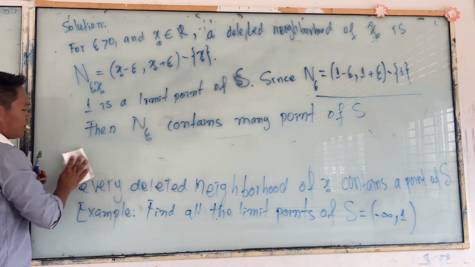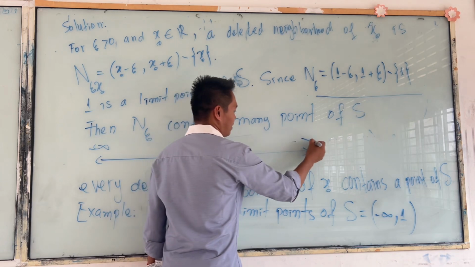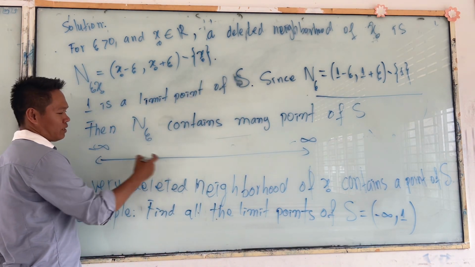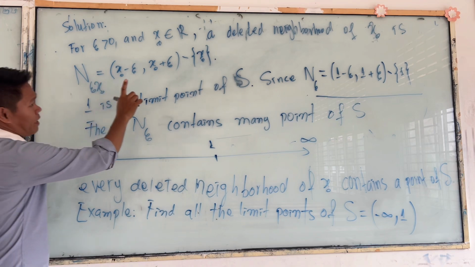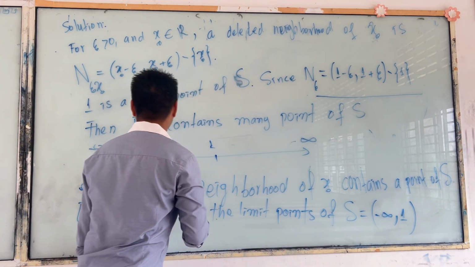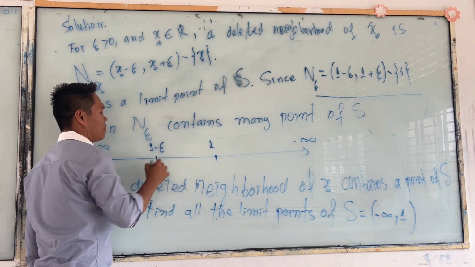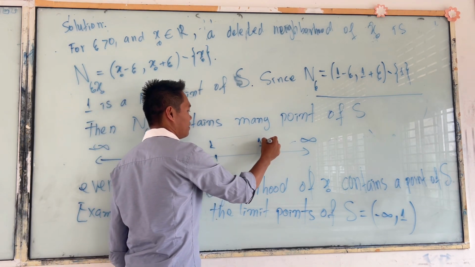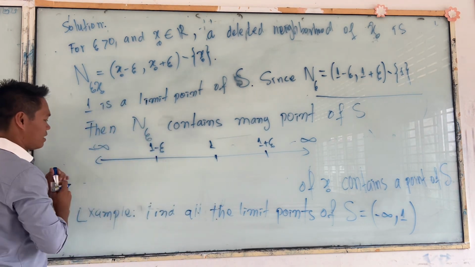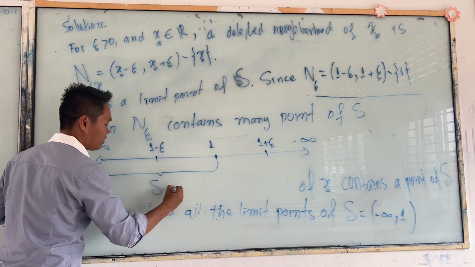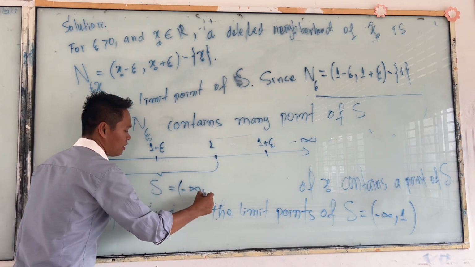Let me check by drawing some interval of real numbers. Suppose this is the real line. I mark negative infinity, and this one is 1, and you take 1 minus epsilon and 1 plus epsilon. Because epsilon is positive, 1 minus epsilon is maybe here, and 1 plus epsilon maybe here. And where is S? This is S, the interval from negative infinity to 1.